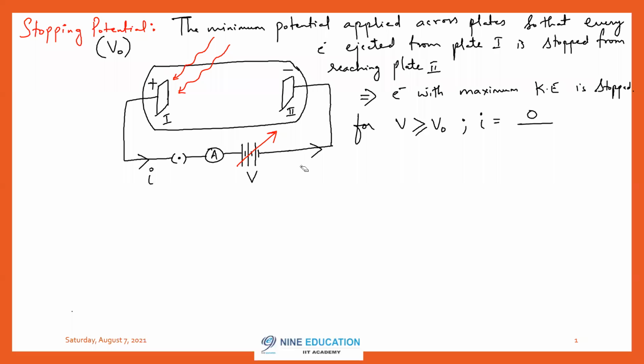Karthik is asking what is the cause for the electrons not reaching plate 2. Because this plate is maintained at higher potential and this one at lower potential, an electric field is established in between. This is the direction of the electric field. When electrons are coming out of plate 1, this electric field will oppose their flow. It will stop or slow down the electrons, so at some point the electrons will not go further forward. At that time you can say that this electric field has stopped those electrons from reaching the other plate.